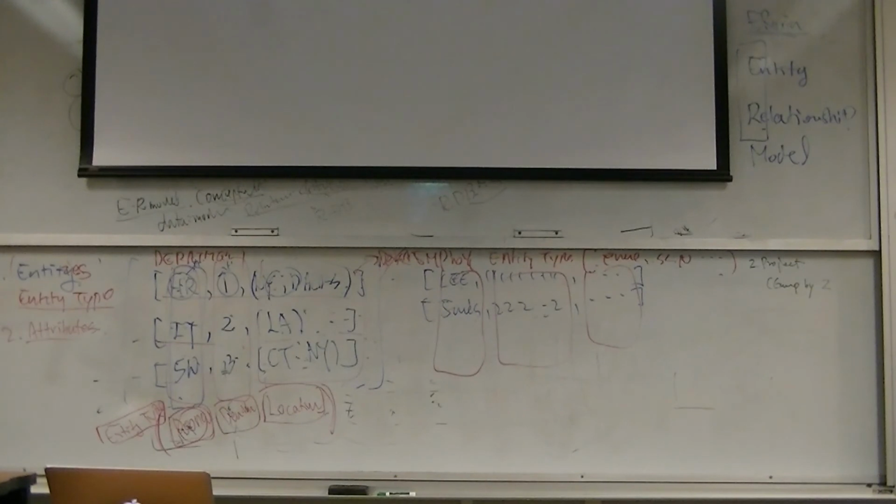Department. Department is an entity type of the company database, right? What else? Employee. Employee is another entity type. Project. Project is another entity type. Anything else?